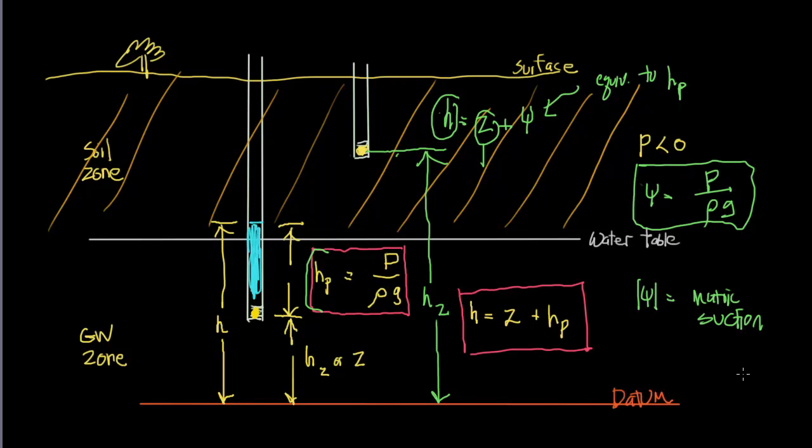But other than that, these equations are exactly the same ones we used in the saturated zone. The only real difference is what we call the pressure head. Below the water table, we call it the pressure head. Above the water table, we call it the matric potential.